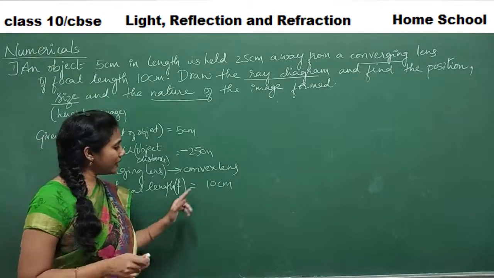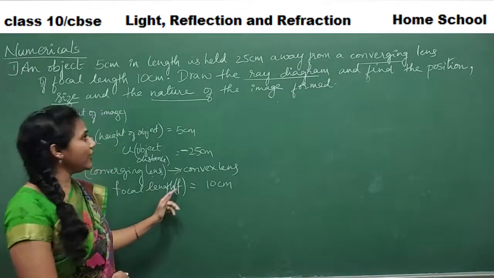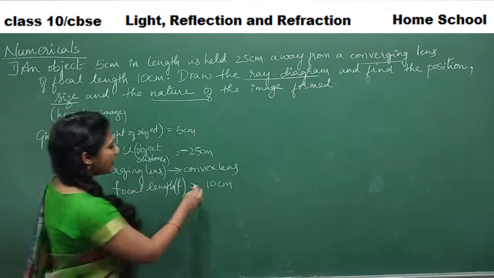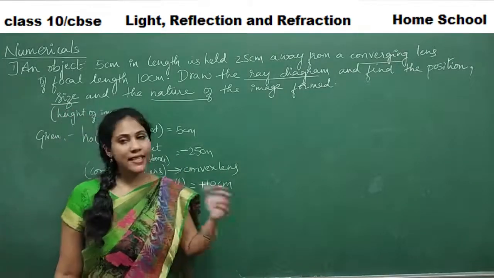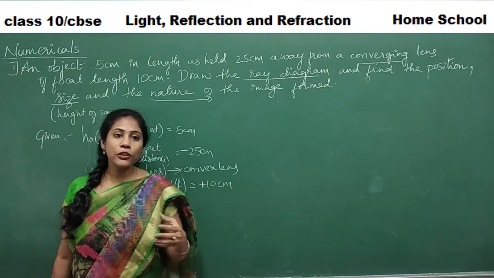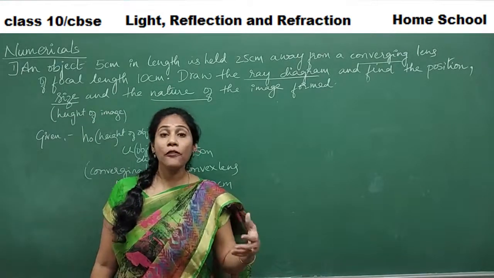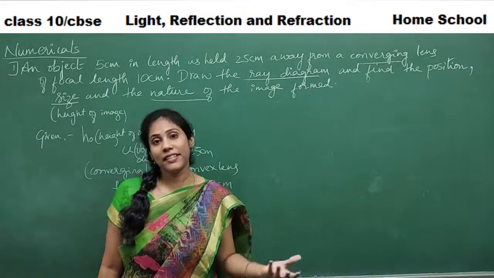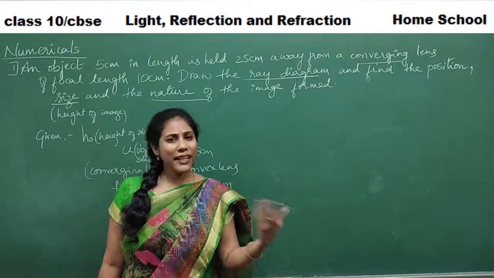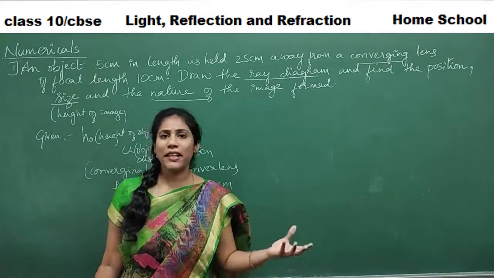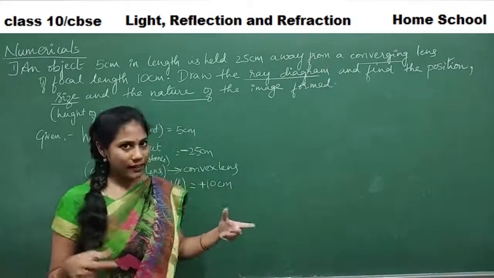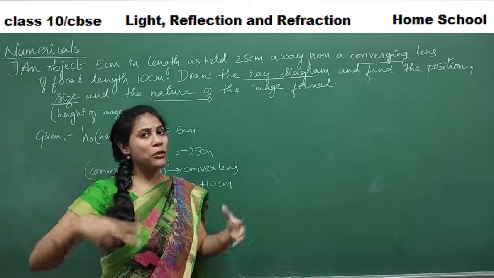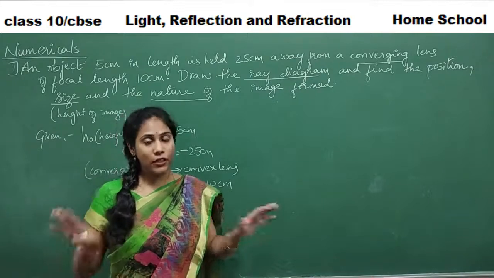Very important thing is, what sign do you give for the focal length of a convex lens? It's a positive sign, yes or no? So you call it plus 10 centimeter, because we consider the right side of the lens. Whatever measurements you take on the right side, you consider with a positive sign. All of the sign convention I'm not going to explain here since it's already over.